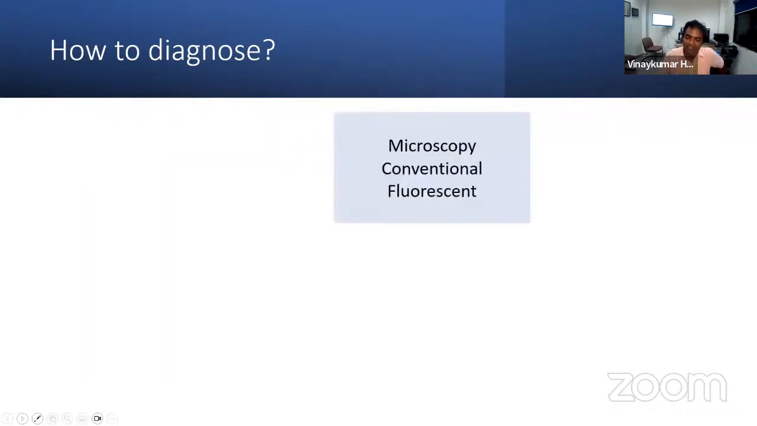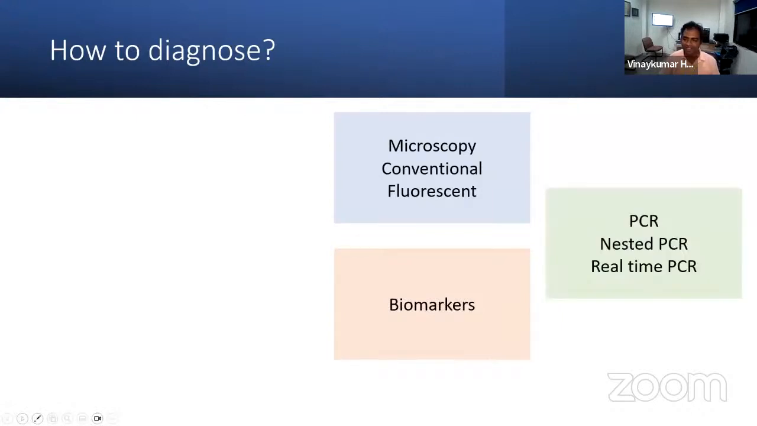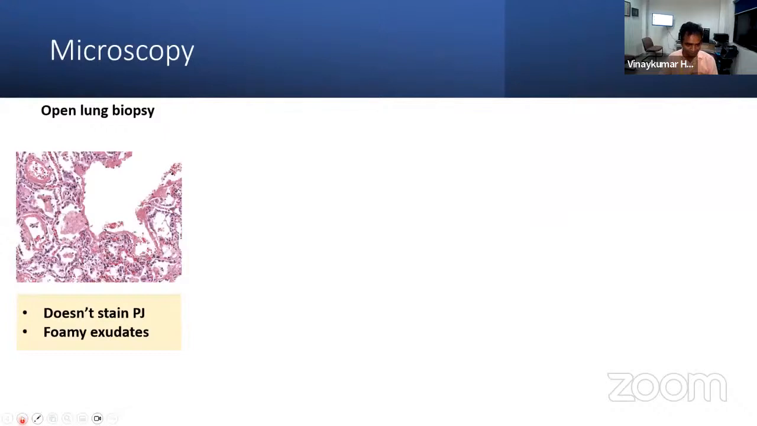So then how do you diagnose it? You diagnose it by looking at it, and you look at it by doing microscopy, either conventional microscopy or fluorescent microscopy, or you have biomarkers, and finally you can have PCR. And there are different formats of PCR, that is nested PCR and real-time PCR.